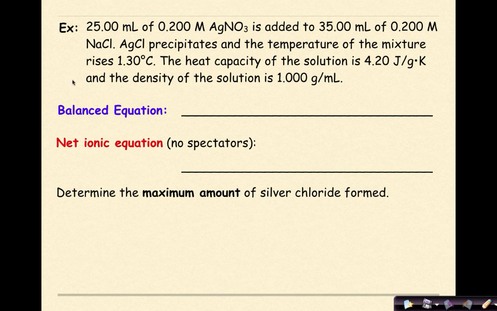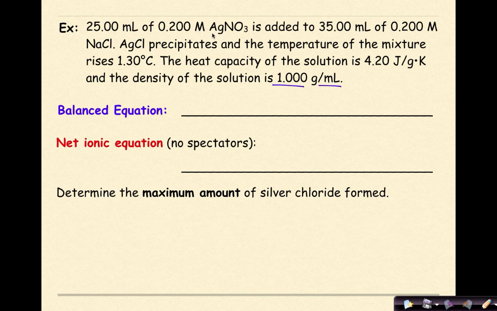One more example. 25 milliliters of a 0.2 molar AgNO3 is added to 35 milliliters of 0.2 molar NaCl. AgCl precipitates and the temperature of the mixture rises 1.3 degrees Celsius. The heat capacity of the solution is 4.2 joules per gram Kelvin and the density of the solution is 1 gram per 1 milliliter. Let's start out by writing our balanced equation.